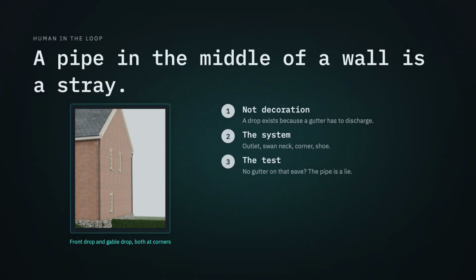Human in the loop. A downpipe in the middle of a wall is a stray. Rainwater is a system. A gable drop exists because a gutter has to discharge at an outlet. Then a swan neck around the corner, then the pipe, then a shoe.